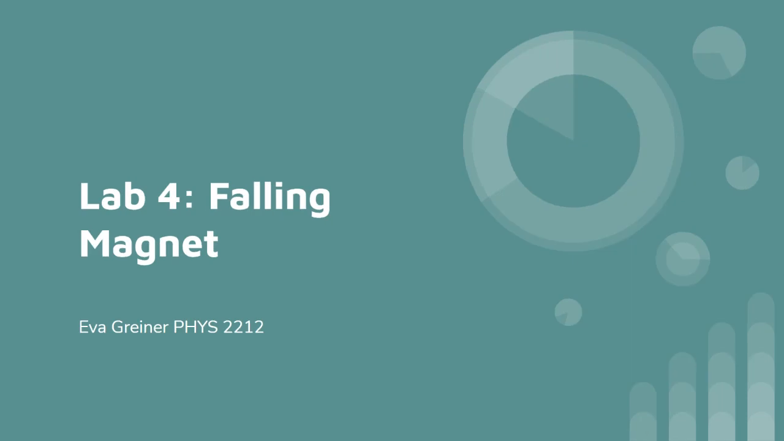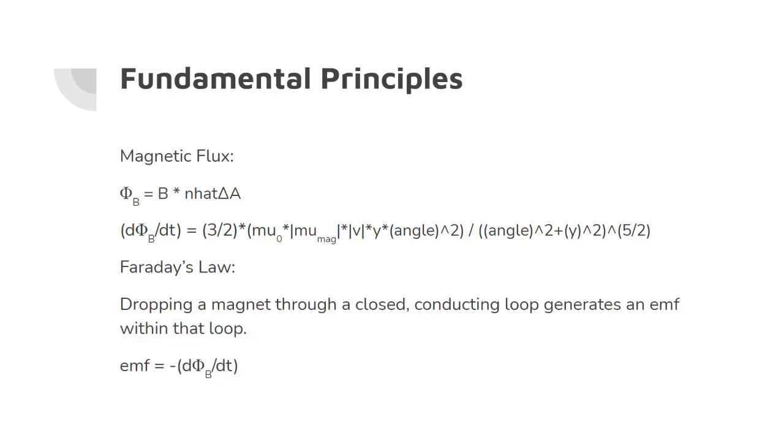Hello. In this lab, we conducted an experiment to observe Faraday's law in a falling magnet through an aluminum foil tube. So for our fundamental principles, we have our magnetic flux, which is just equal to B times n hat delta A. And if you were to take the derivative of that to find the change in magnetic flux over the change in time, then that would be this very long equation that we will be using later on in our code.